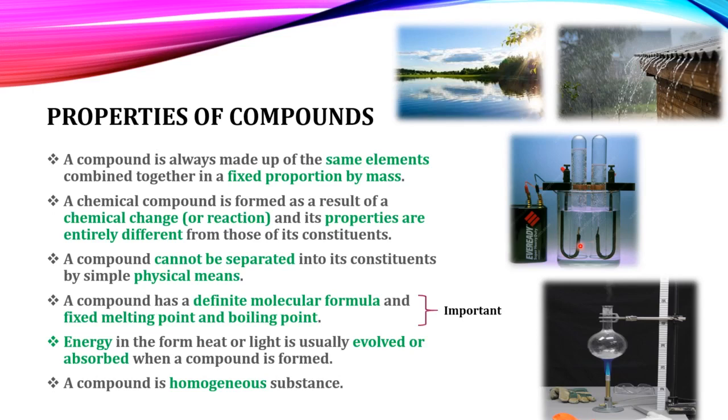Okay, then the next point is a compound has a definite molecular formula that you all know, and how to write the formula we'll be discussing in the third chapter in detail. And a compound has fixed melting point and boiling point. Okay, so this is an important point because we'll be using this property of a compound for some applications in the next upcoming topic. So do remember that.